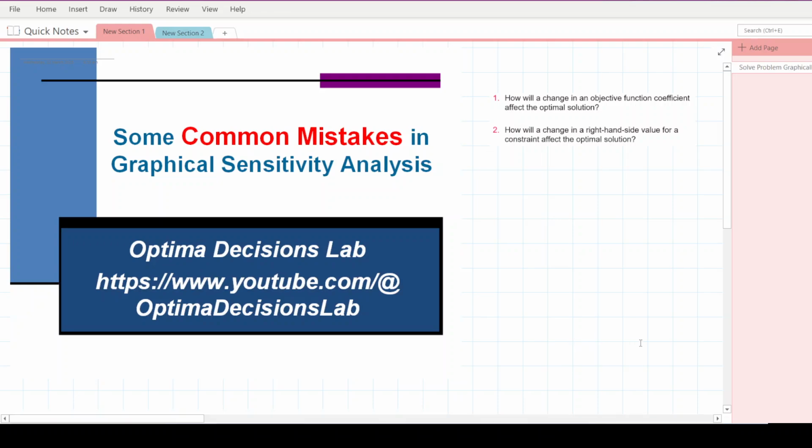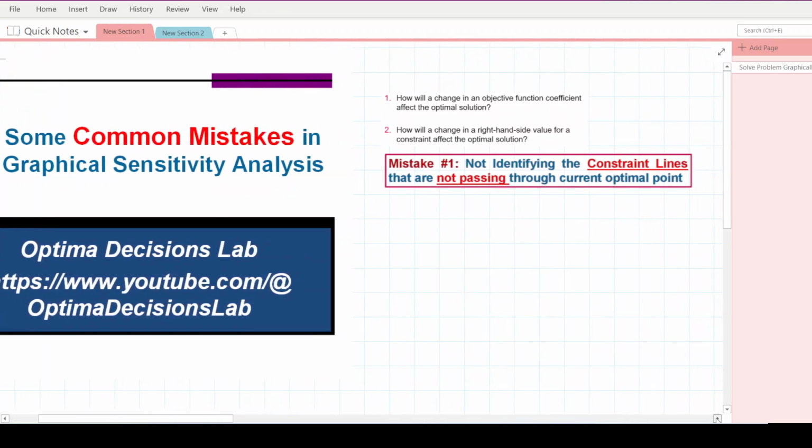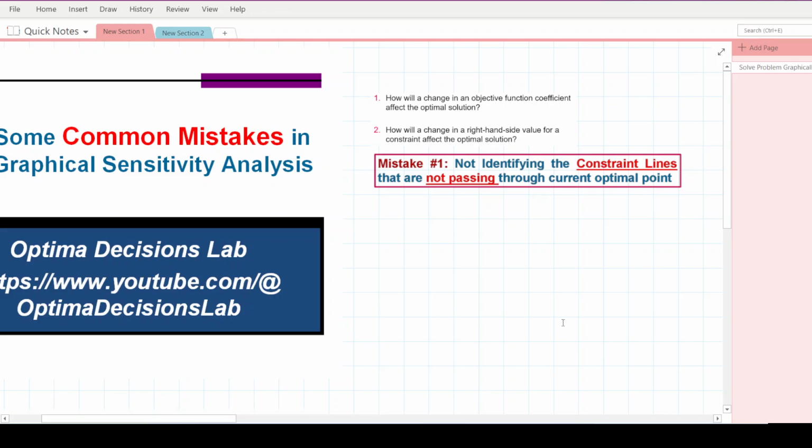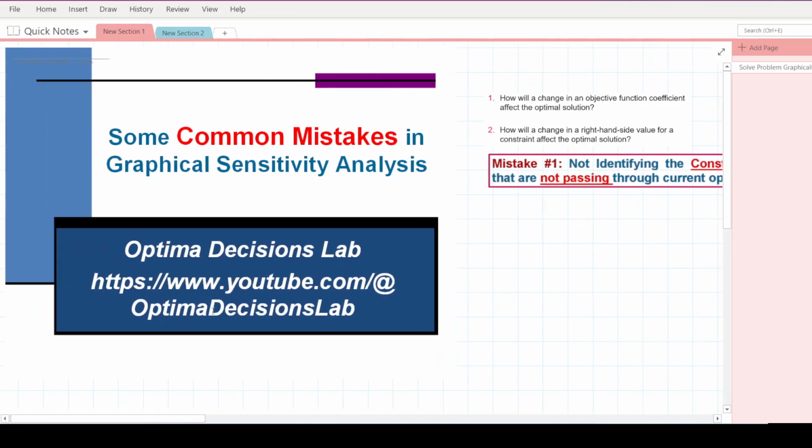So the mistake number one that we are going to discuss in this video is that while making changes in the objective function coefficients, students do not identify the constraint lines that are not passing through the current optimal point. To illustrate this, let's see an example.